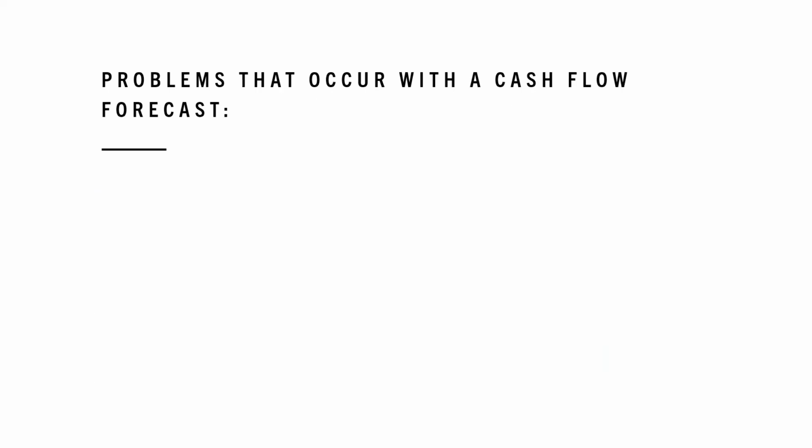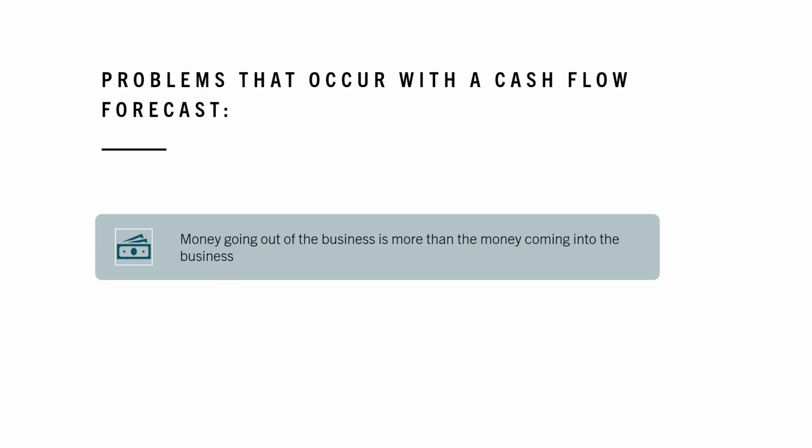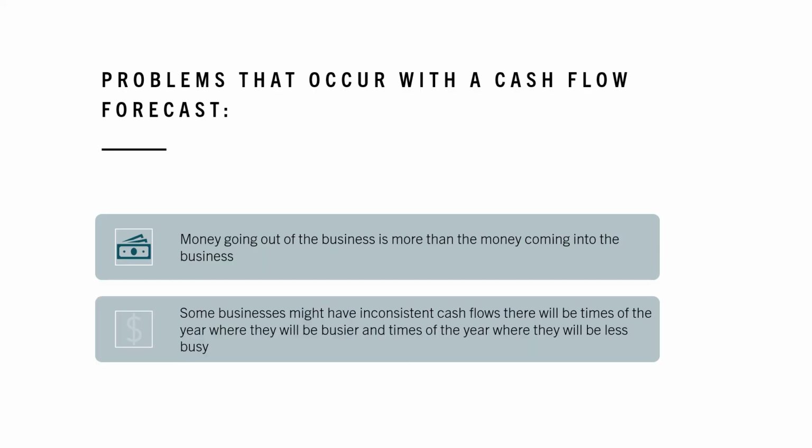Problems that can occur with a cash flow forecast. One of the problems is that the money going out of the business is more than the money coming into the business, which could then affect liquidity issues. Some businesses might have inconsistent cash flows, so there will be times of the year where they might be really busy and then times of the year where they might be less busy.